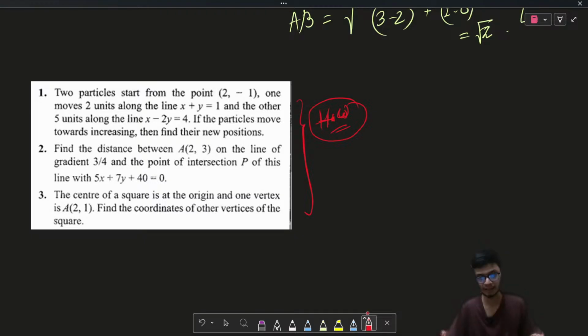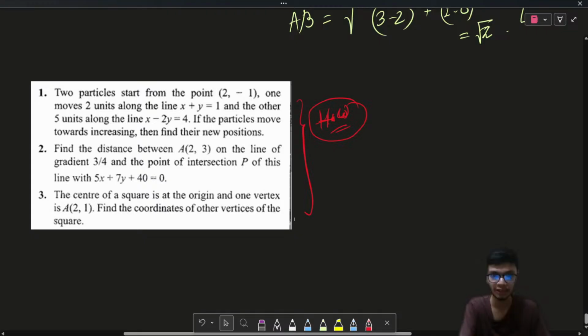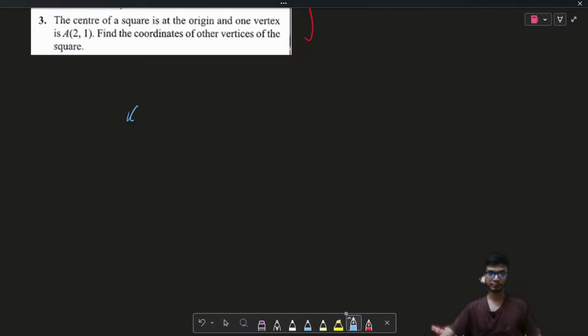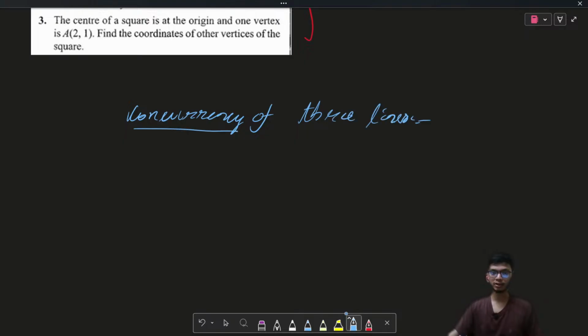So with this, let us move towards another important concept that is called concurrency of three lines. Okay, concurrency of three lines, sorry. So what do we actually mean by concurrency of three lines?